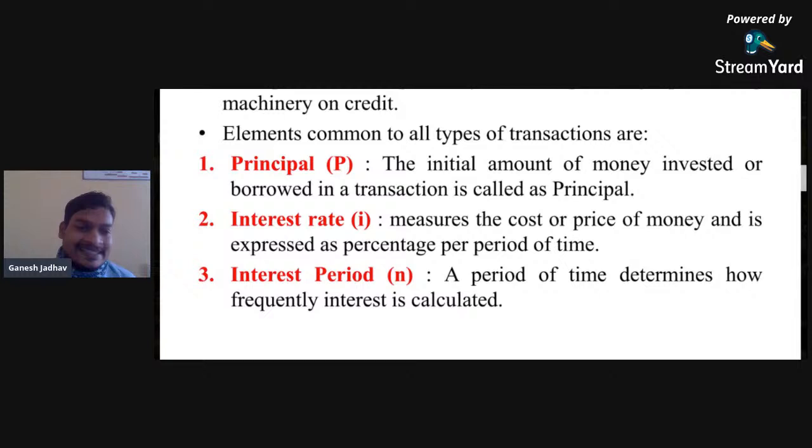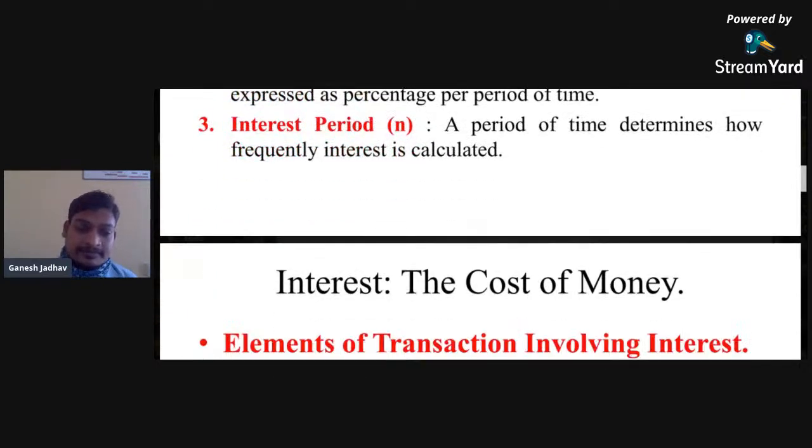Then the interest period. Okay, so how long you can use this particular money also. So this is calculated on the particular time, on a particular period of the time. So you can say that a period of the time determines how frequently interest is to be calculated.